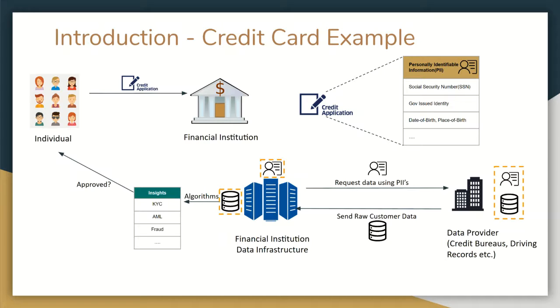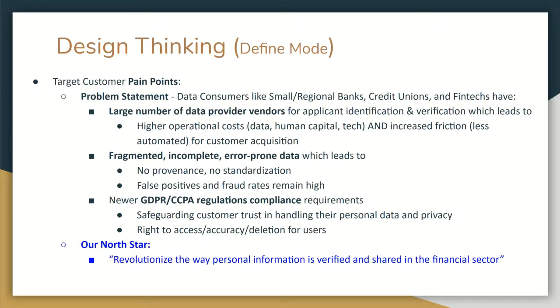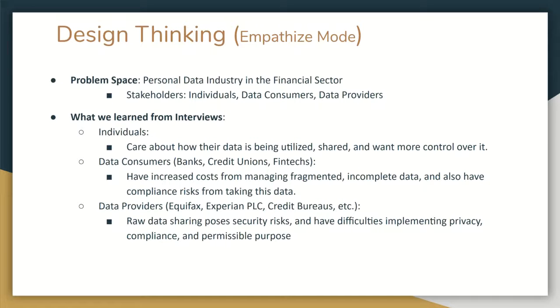And so when it comes to our specific problem statement, we came up with 3 components. The first one is that when banks manage all of this data, this leads to high operational costs and increased friction. Additionally, when they reach out to various data providers, this data is also fragmented and can be error prone. There's no standardization. And then lastly, recent compliance regulations such as Europe's GDPR, as well as the California Consumer Privacy Act, are now forcing these banks and businesses to change the way they operate and handle personal data.